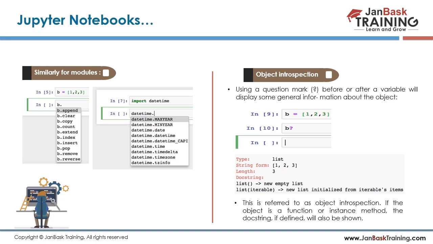We'll see how, with the append function, we can append different values to a list. Suppose 1 2 3 are there and we want to append 4. That means we want to extend our list to 1 2 3 4; then we have to use the append function. If you put the question mark, it will give you all the details: the type is list, the string form is 1 2 3, the length is 3. So if you want to know something about an object or variable, you just write the name and put the question mark.